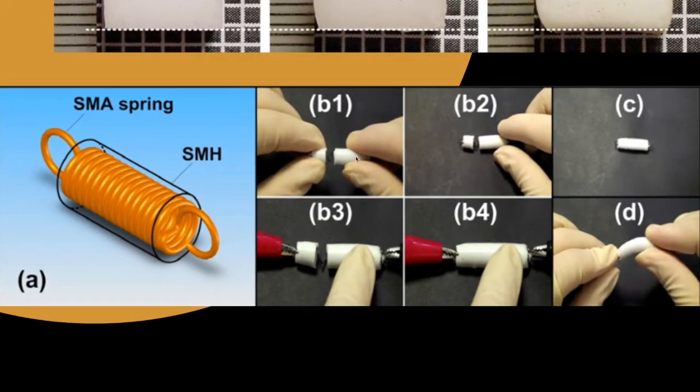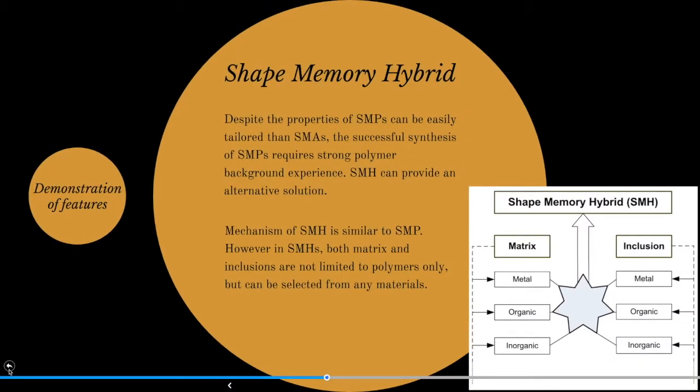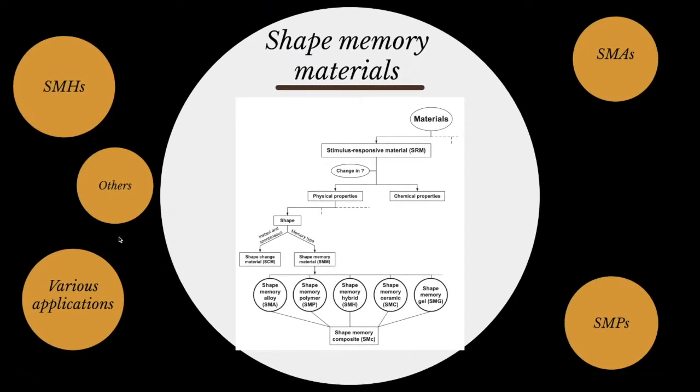So when you cut open this material, the spring will trigger some effect so that these two can be together, and then link with the hybrid itself. I think it's applying some electricity, so it can be linked together. So that is the shape memory hybrid.